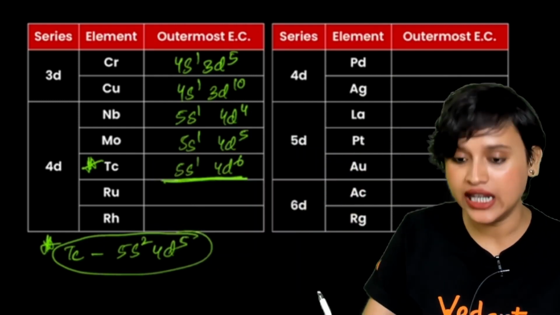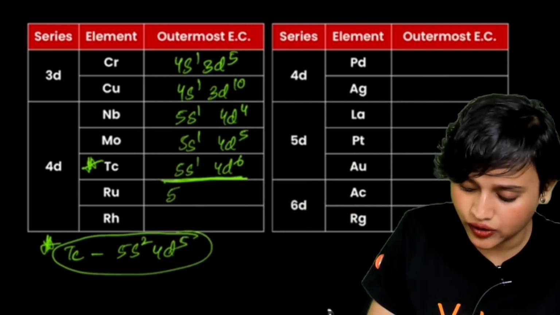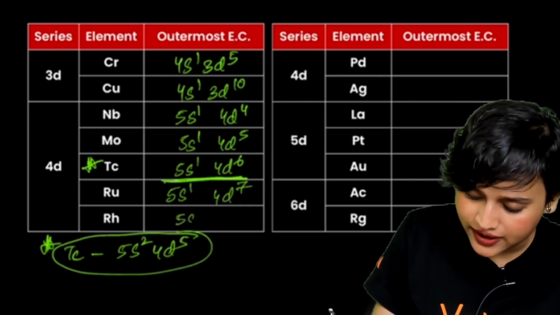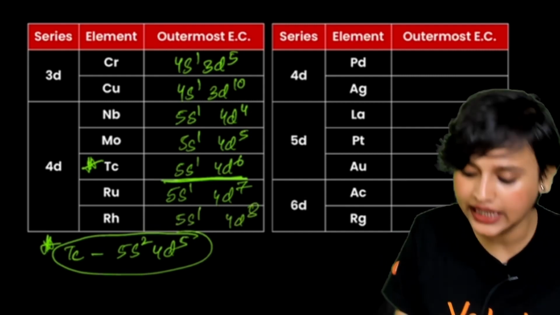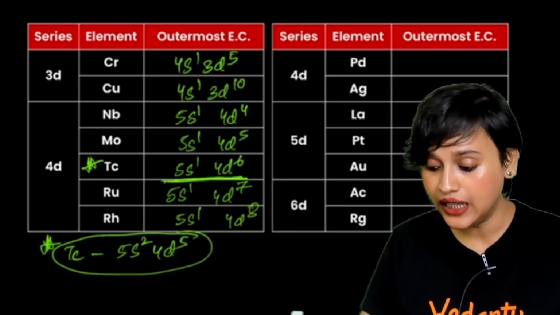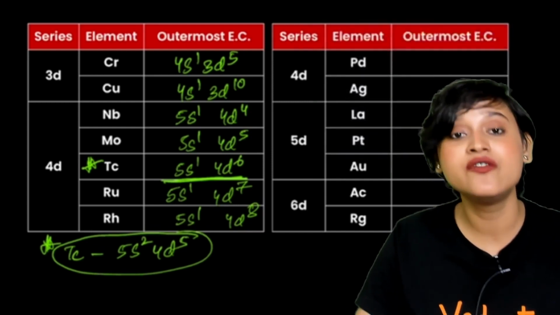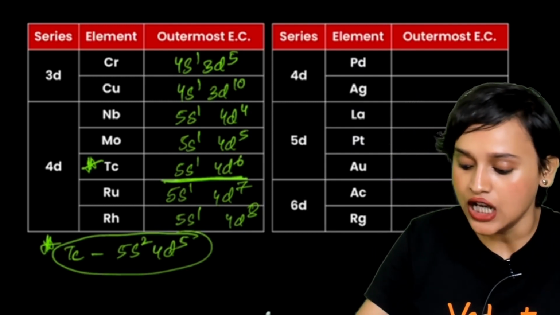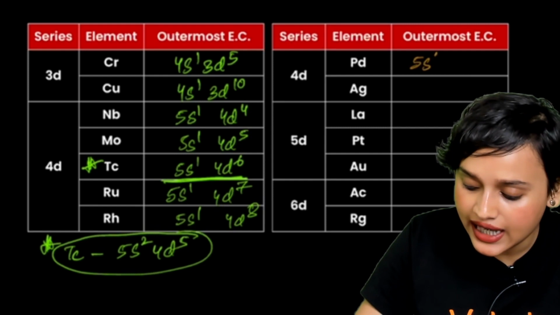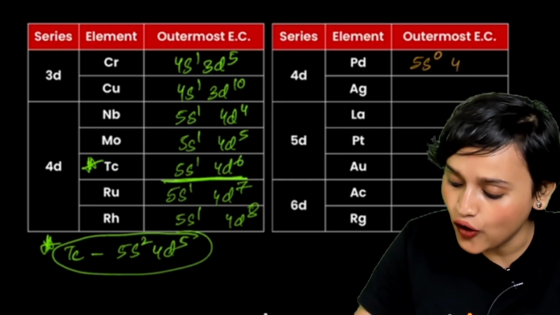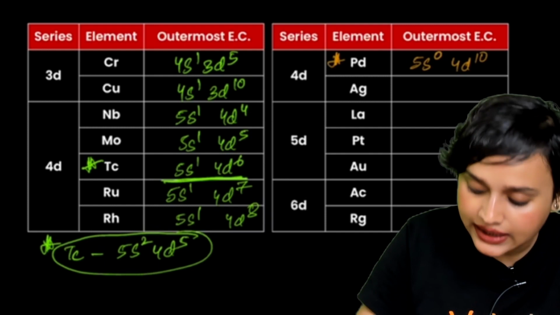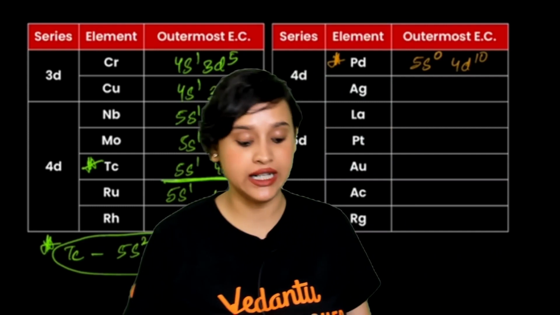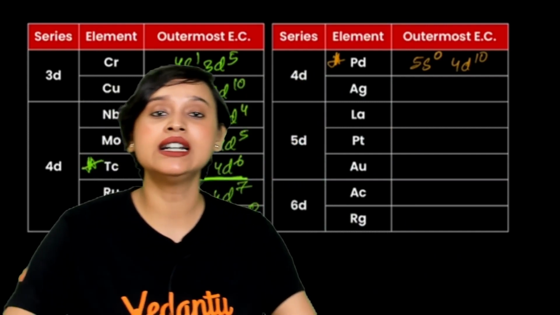All right. Now we have ruthenium, so it will be again 5s1 4d7. For rhodium it is going to be 5s1 4d8. Everybody, do you see? Now palladium is actually very different from everybody. So palladium has 5s0 and 4d10. This is absolutely different from all of these. 5s0 4d10, which we do not see in any other element, everybody.